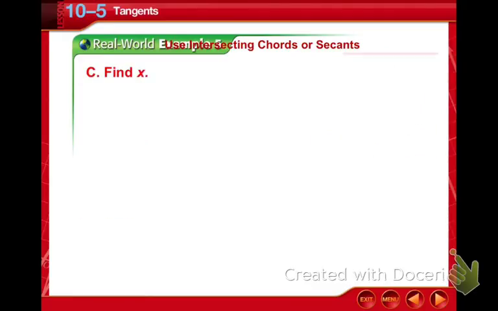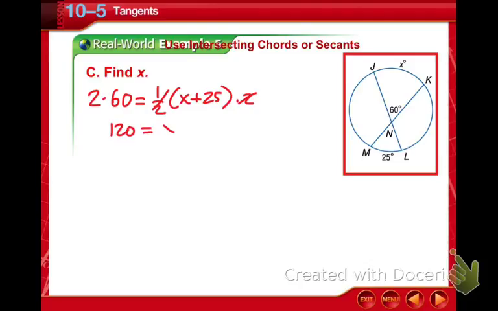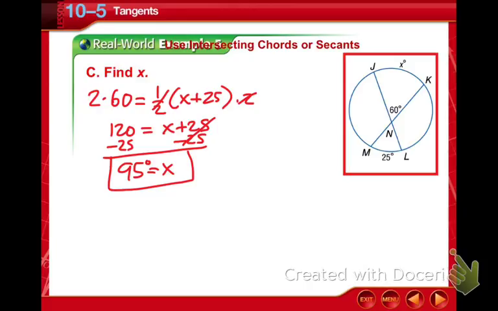Next one, we got one more just like it, using the same theorem. A little bit different though. Now, our x is one of the arcs, so we're going to work backwards. We know that our angle inside is 60, equal to 1/2 times x plus the other arc, which is 25. First thing we're going to do is multiply by 2 on both sides. It's going to cancel the 1/2, and 2 times 60 is 120. Then x plus 25, we're going to subtract 25 from both sides. So our x comes out to be 95 degrees. And there's our answer.